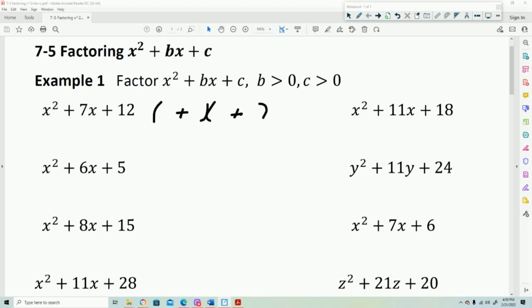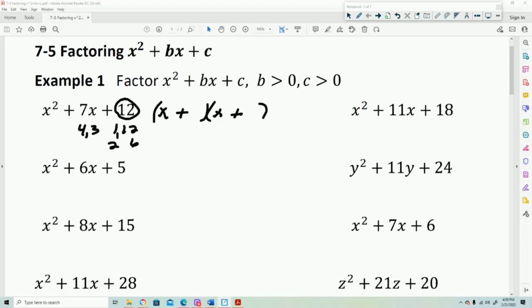For the first term in each binomial, we're going to put an x here and an x here, because x times x is x squared. For the last term, we've got to think a little bit. I need things that multiply to be 12. Well, 1 and 12, 2 and 6, and then 4 and 3.